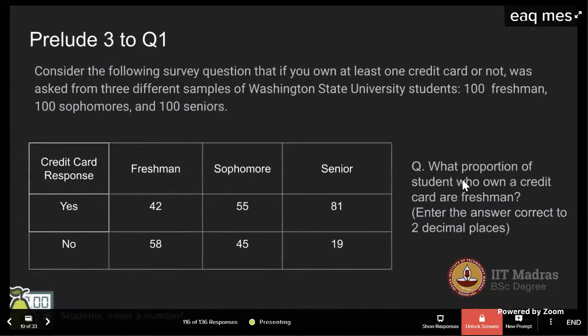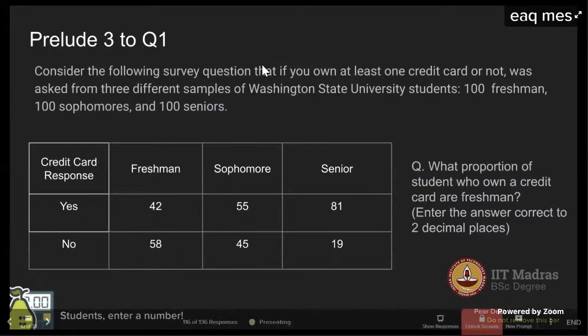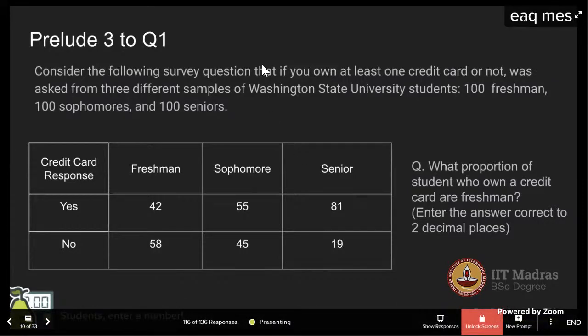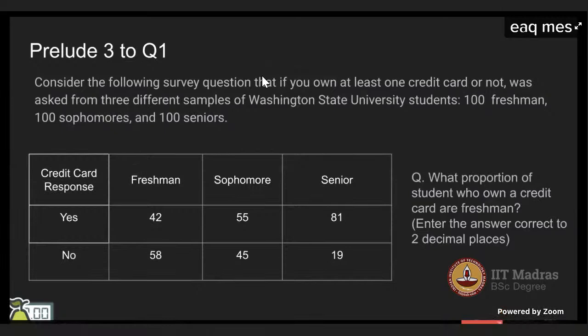So yes, you just have to read the statement carefully. Here we are talking about what proportion of students who own a credit card. This statement clearly tells me that my main focus is only on the first row, the students who own a credit card. Out of these, I have to tell how many are freshmen, or what proportion is freshmen. Any doubt in this? No, sir.